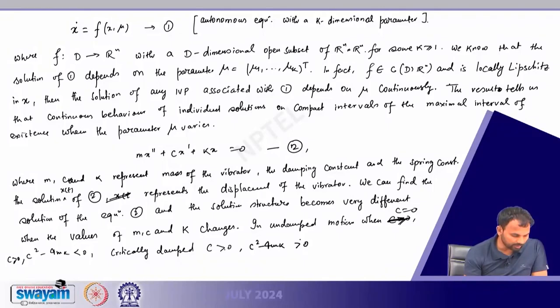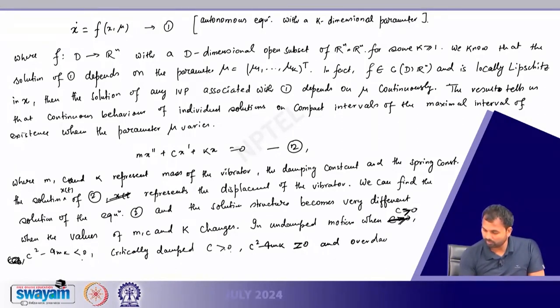So we have underdamped motion when c is positive and c square minus 4mk is less than 0. Then critically damped, when c is positive and c square minus 4mk is equal to 0. And overdamped motion when c is positive and c square minus 4mk is also positive.